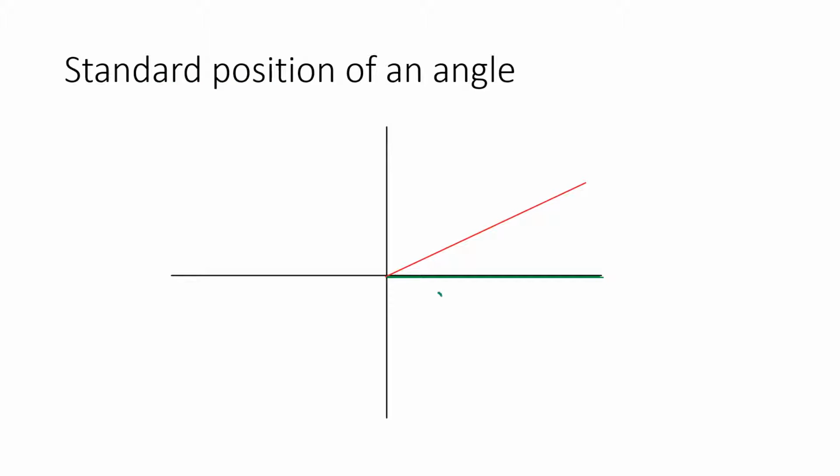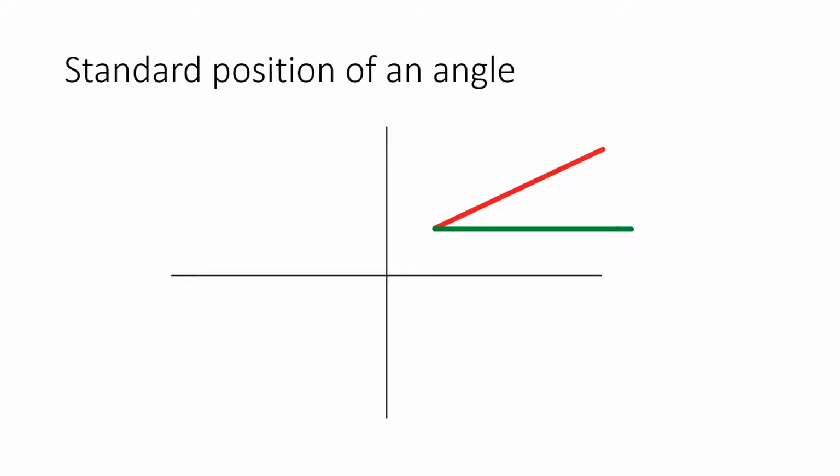Notice again that the initial side is where it should be. The initial side is on the positive part of the x-axis. We have our vertex at the origin, and our terminal side is in one of the quadrants. Actually, it could also end up being between the quadrants, but in this case, our terminal side is in quadrant 1.